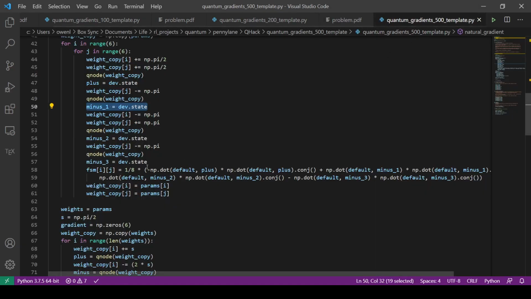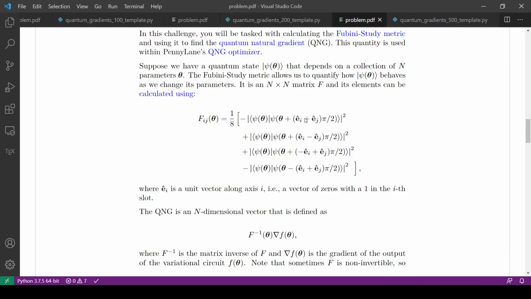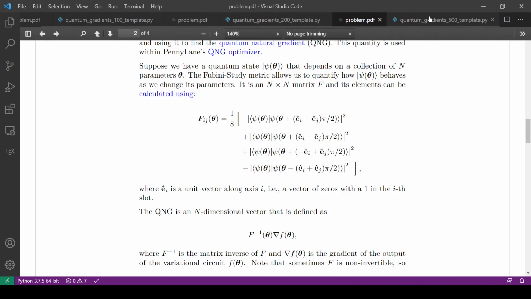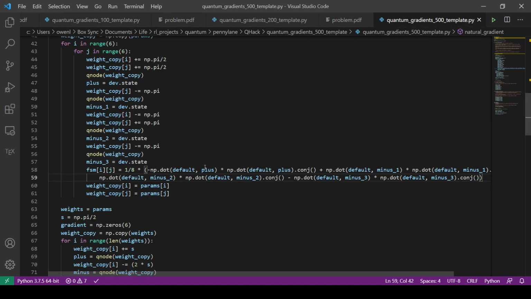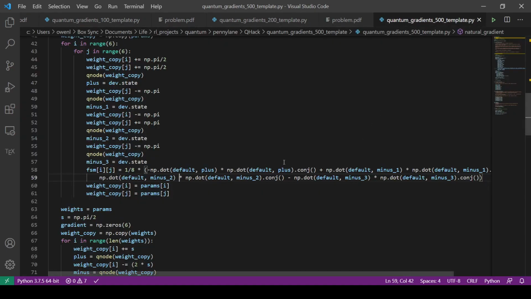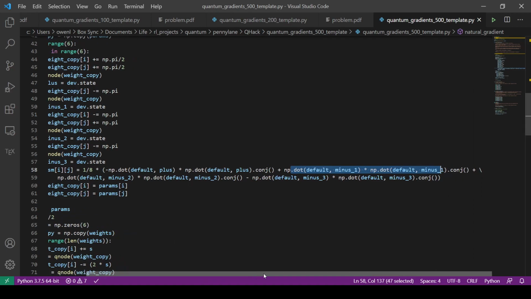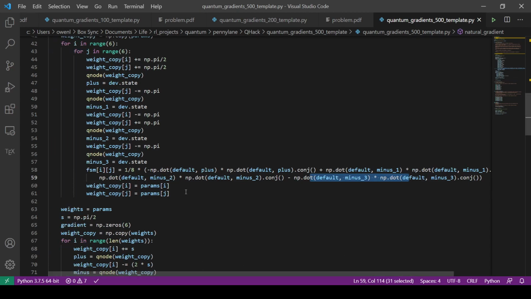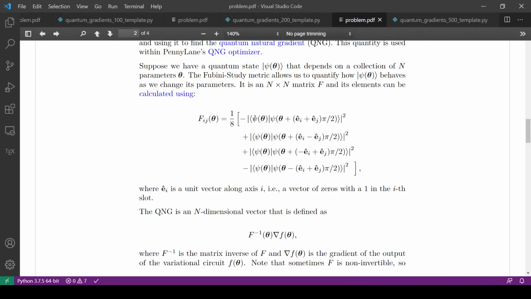1/8 times this negative, and then we do the square of this product, this inner product, and then we square it, which is just multiplying by the conjugate. We add the second term, I scroll over, we add this third term, we subtract the fourth term. And that'll give us the Fubini study metric, because we're looking at the exact state here.